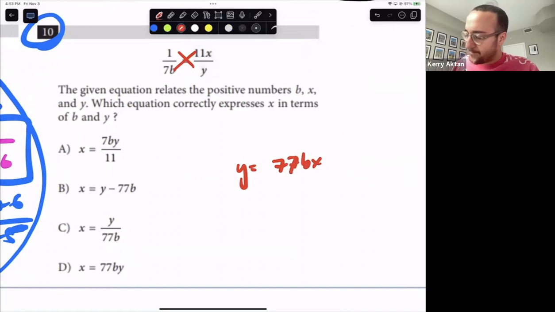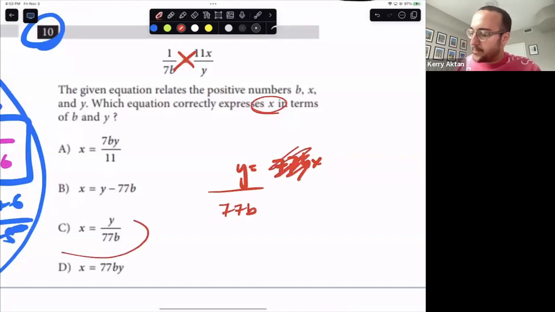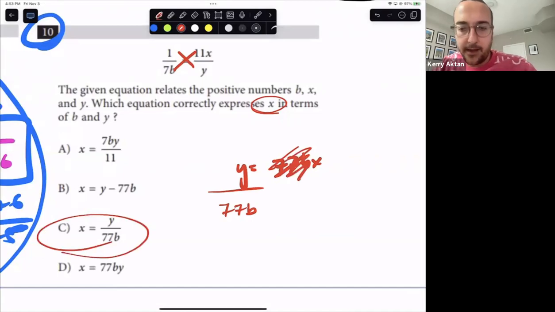And at that point, how do I get the x alone? Divide everything by 77b. Really slap that stuff to the other side. I do appreciate you guys getting C. It is correct.